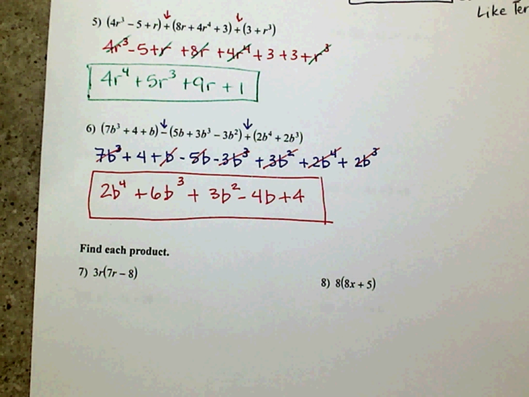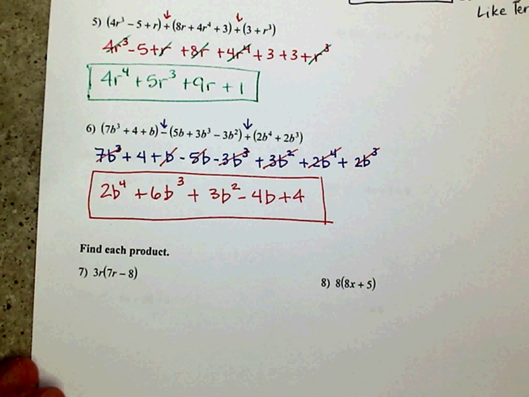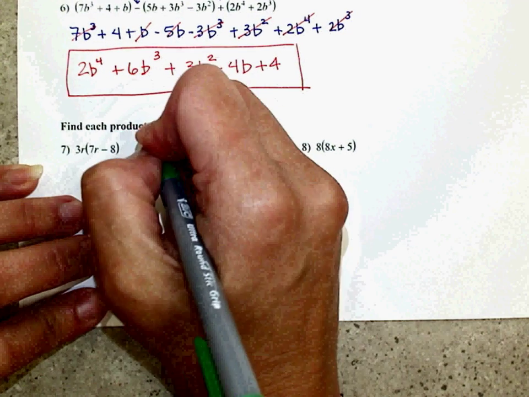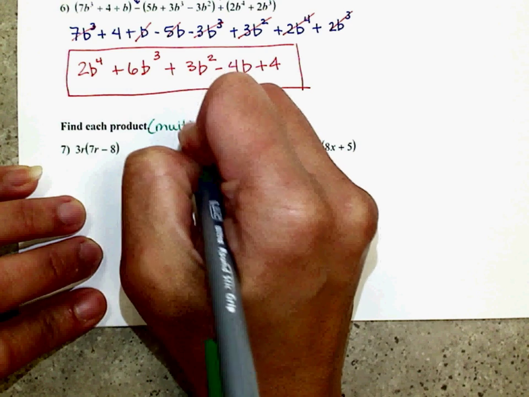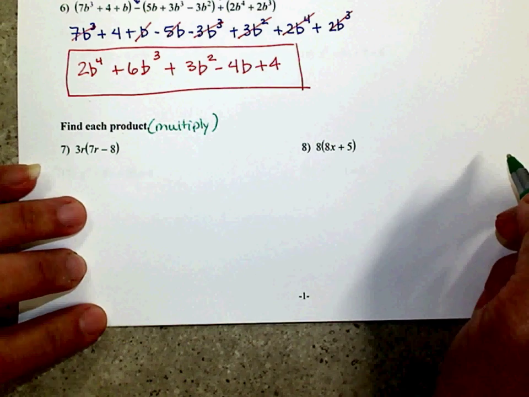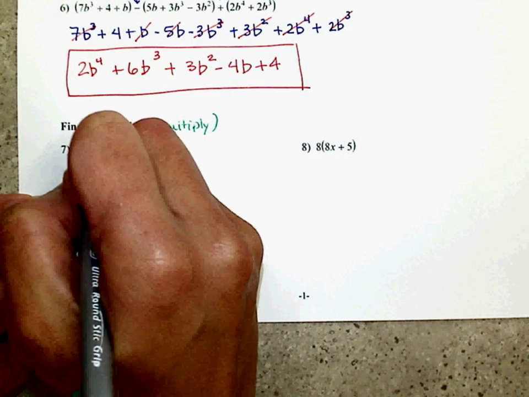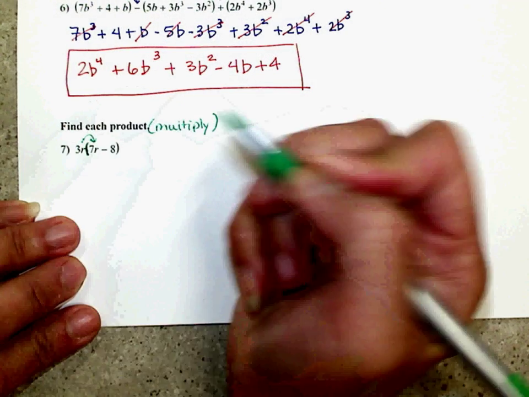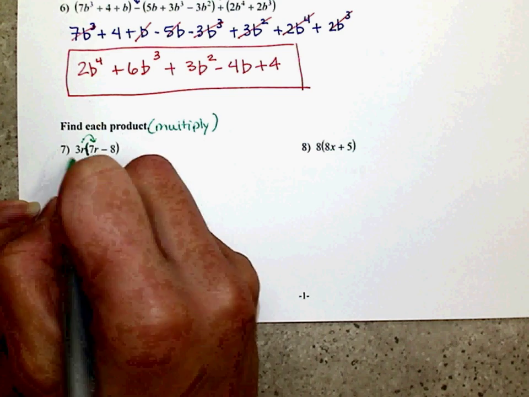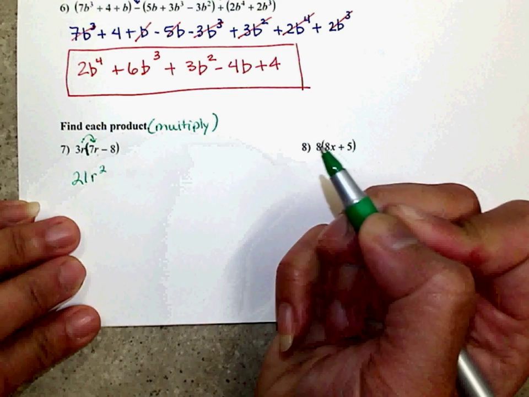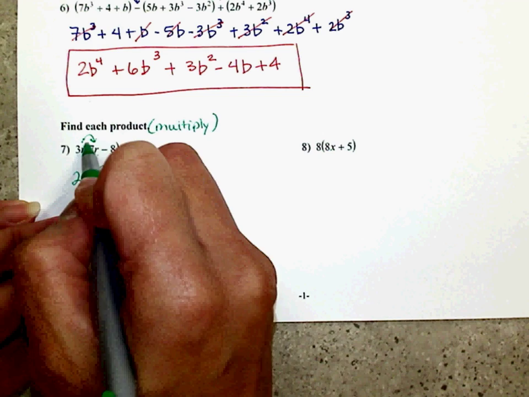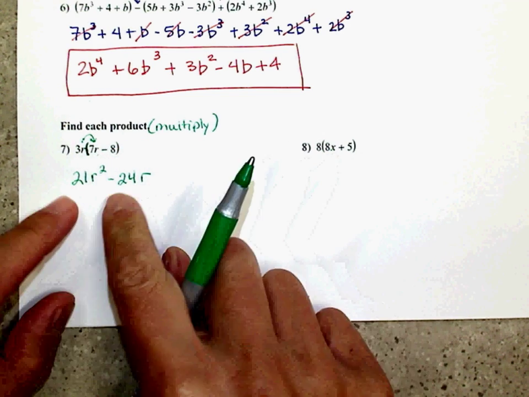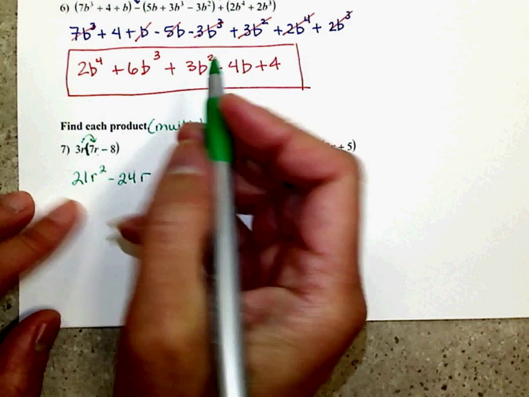Number 7. You are going to multiply. Find each product. Product means you are going to multiply. See how there's a parentheses right here? There's no plus or minus, so you're going to multiply. 3 times 7 is 21. r times r is r squared. 3r times negative 8 is negative 24r. Those are not like terms, so you can leave your answer just like that.